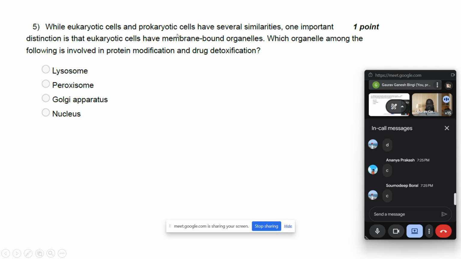While eukaryotic and prokaryotic cells have several similarities, one important distinction is that eukaryotic cells have membrane-bound organelles. Which organelle among the following is involved in protein modification and drug detoxification? So you all are saying it's C. Yes, the answer is C, which is the Golgi apparatus.